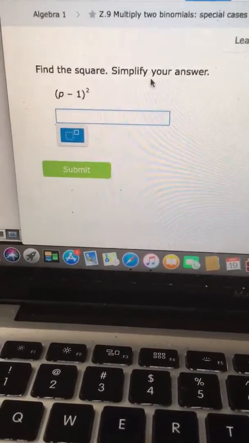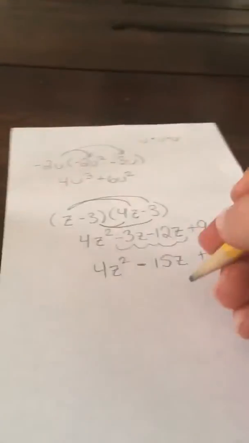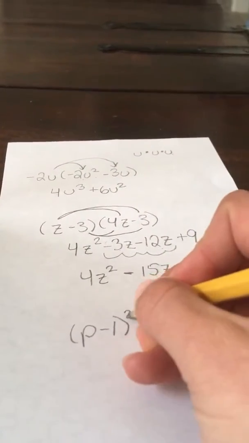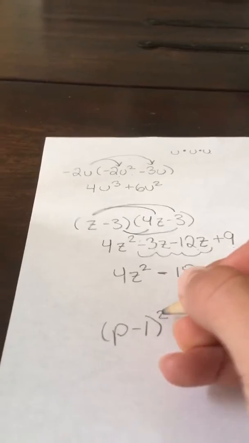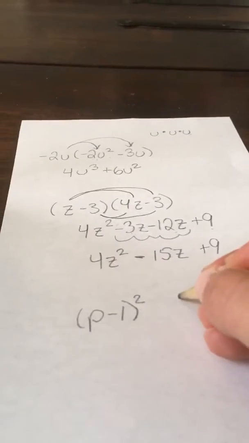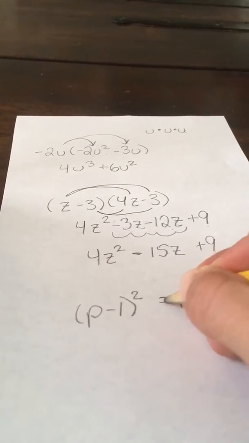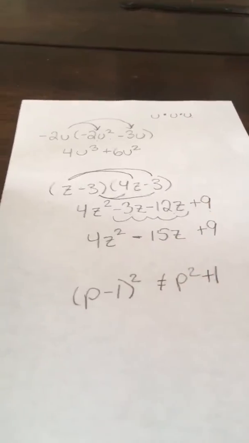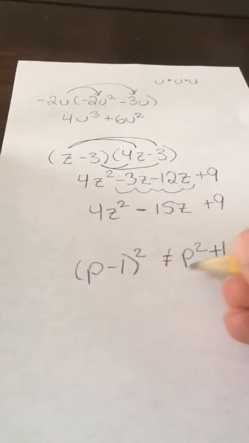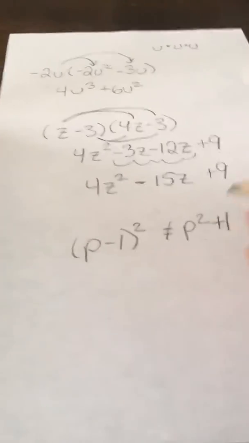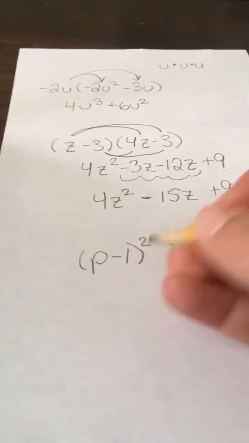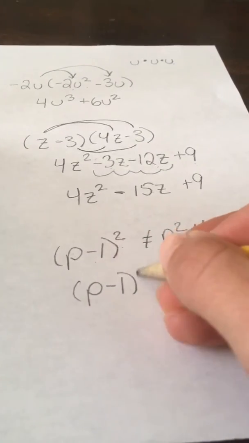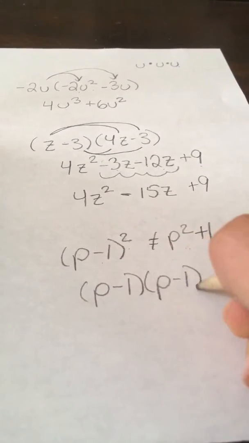So we have p minus 1 squared. So let's write it down and then write out what it means. So that doesn't mean it's just p squared plus 1. So this is what it's not, because if you do that, you're missing out the middle term. I always say it's kind of like making a sandwich, but you forget to put something inside. So what this means is p minus 1 times itself. So you're going to write out p minus 1 times p minus 1.